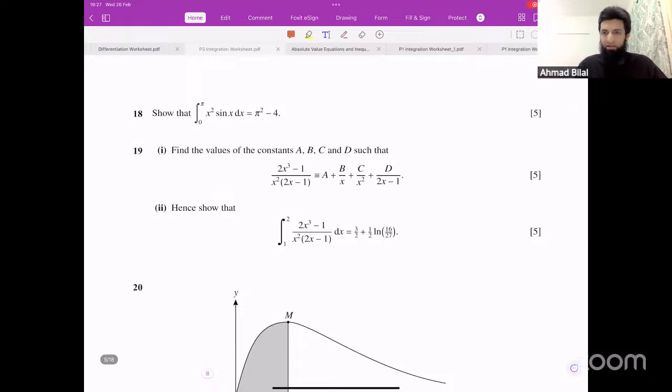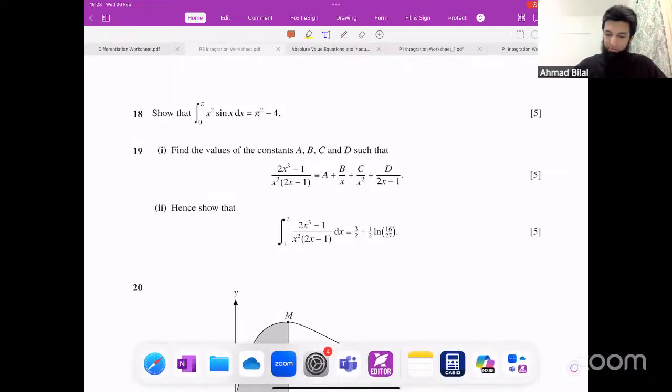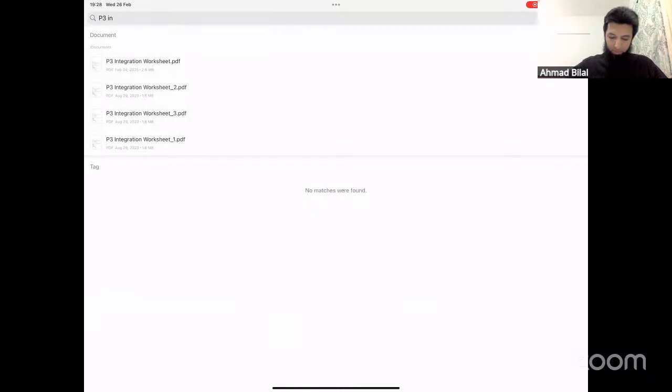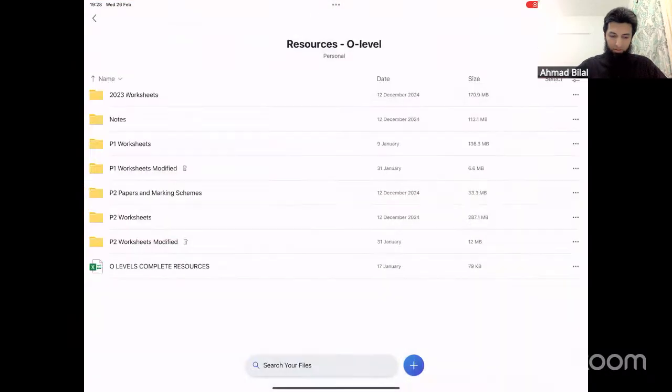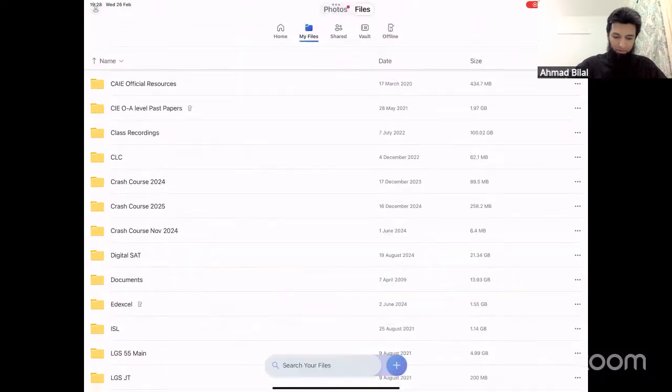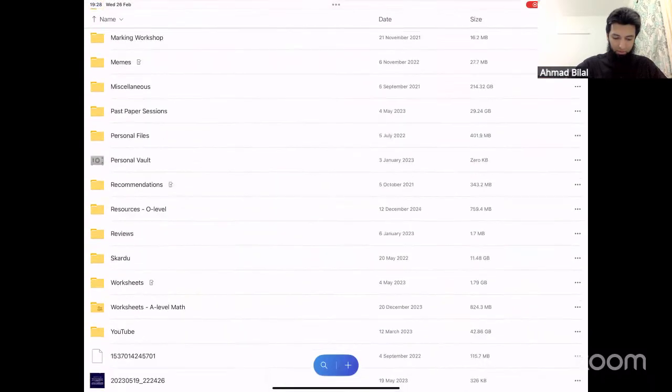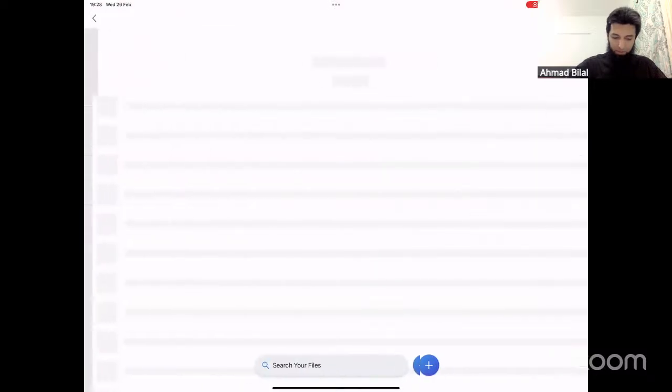Okay, so this looks like a relatively easy one. Huda, are you sure you're asking about this one? Question number 18. Is it from this worksheet or the other worksheet? Okay, the other one. Let me see if I can open that other worksheet.